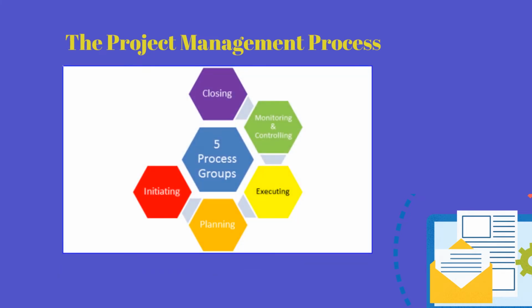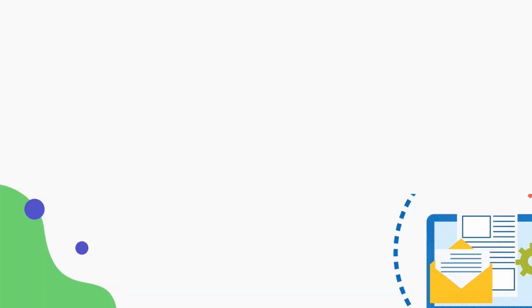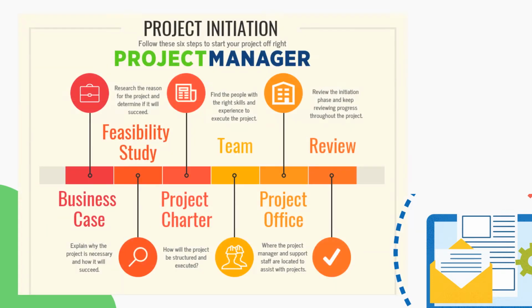Now, the five phases or the five steps in the project management process include initiation or initiating, planning, executing or implementation, monitoring and controlling, and closing. We'll go through each step. The first step in the project management process is initiation. Okay, so how do we do project initiation?